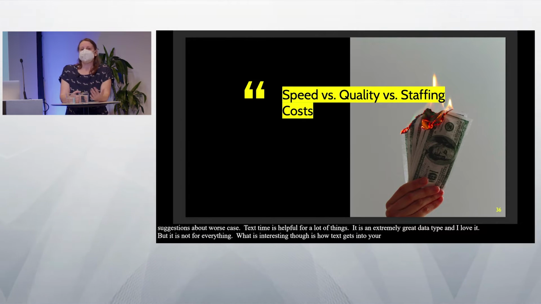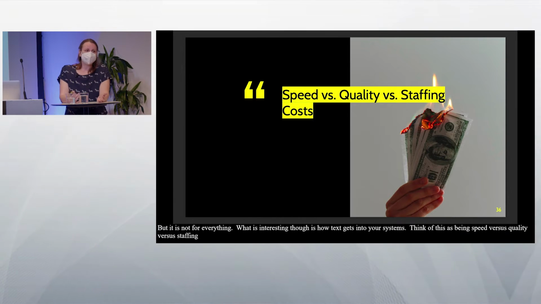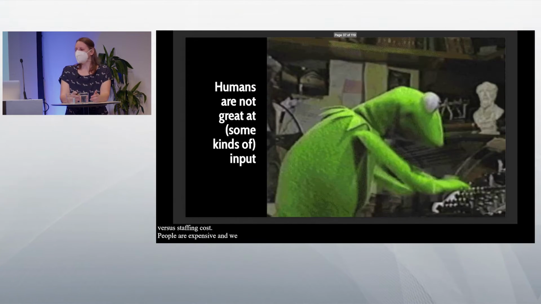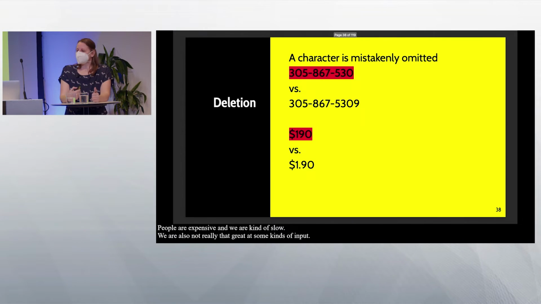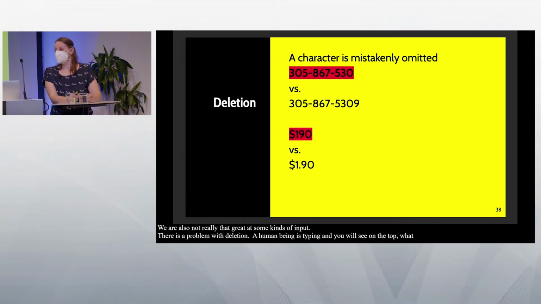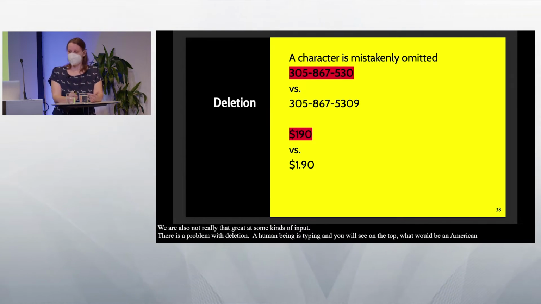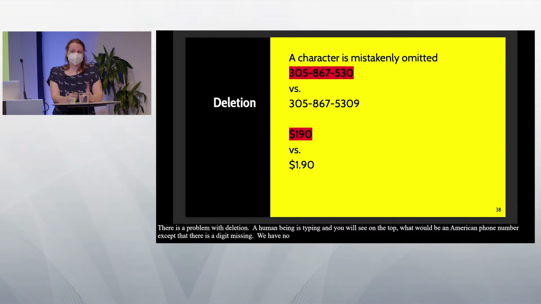I think of this as being speed versus quality versus staffing cost, because people are expensive and we're kind of slow. We're also not really that great at some kinds of input. There's a problem with deletion. A human being is typing, and you'll see on the top what would be an American phone number, except that there's a digit missing. And we have no idea where that digit might be missing if our system has put those dashes in for us.